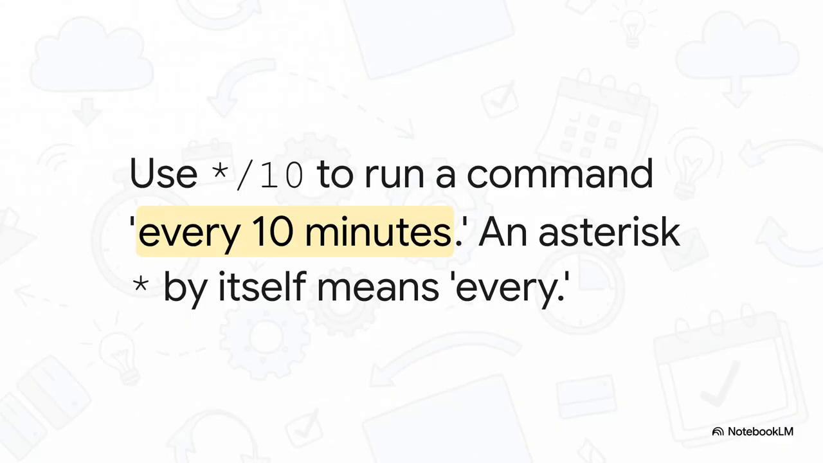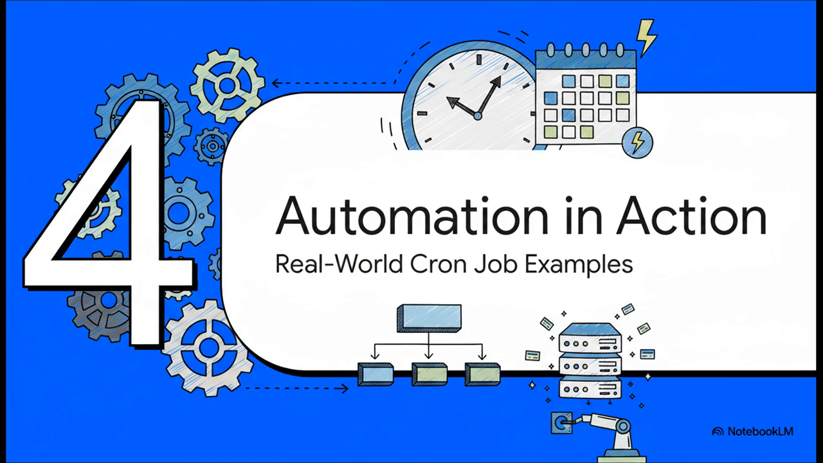And here's a little pro tip for you. An asterisk all by itself just means every. So an asterisk in the minute field means run this every minute. But if you use a slash, like */10, that means every 10 minutes. It's a fantastic shortcut for tasks that need to run over and over. All right, enough theory. Let's put this all together and look at some real-world examples.